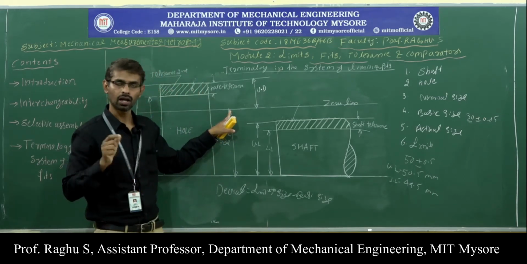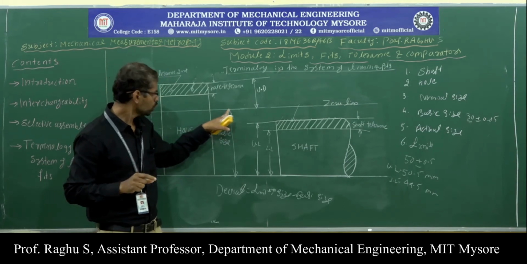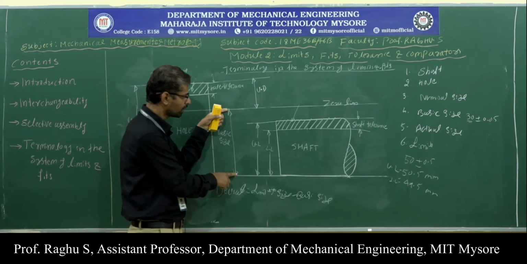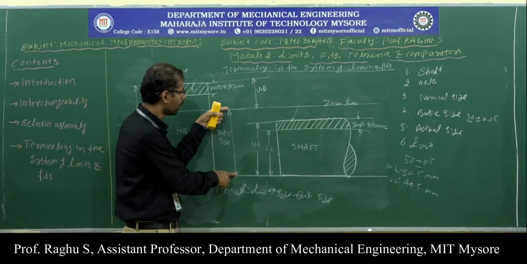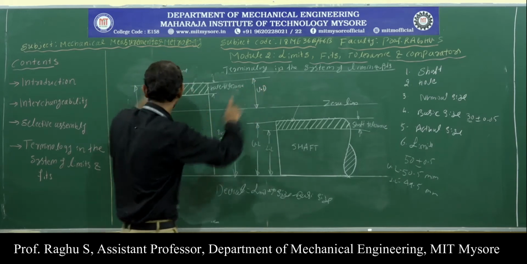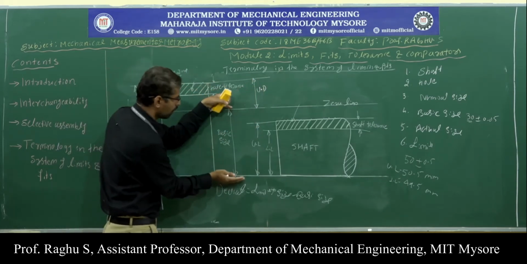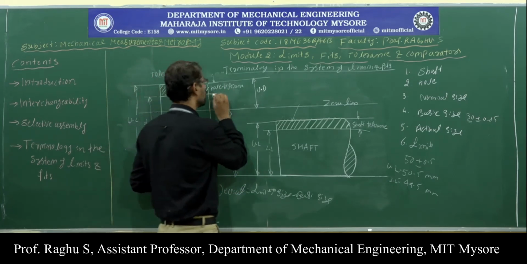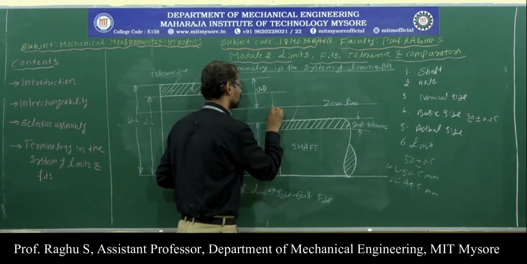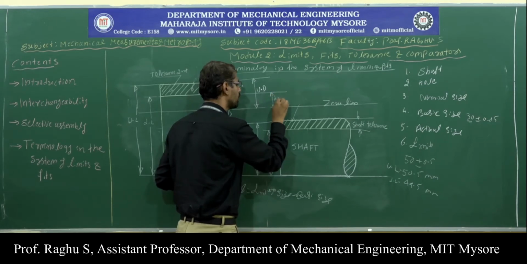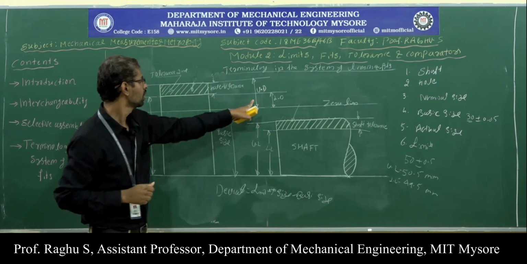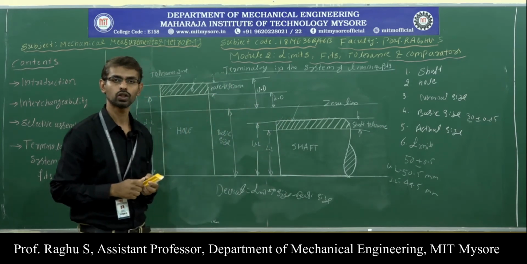Zero line is nothing but the line which corresponds to the basic size of shaft or hole. So it represents the dimension of the basic size of shaft or basic size of hole. Upper deviation means the difference between the upper limit and the basic size. Lower deviation is the difference between the lower limit and the zero line. This is with respect to the hole.